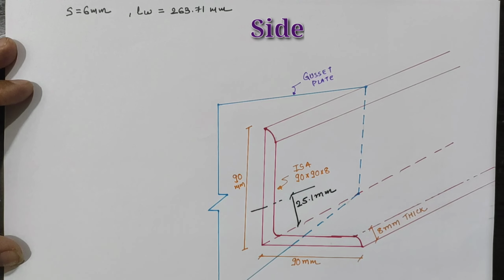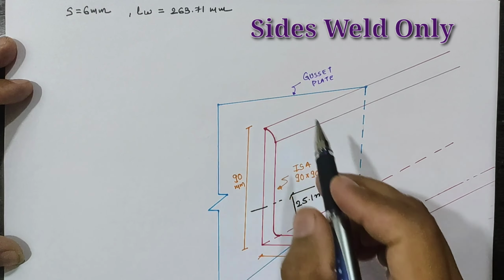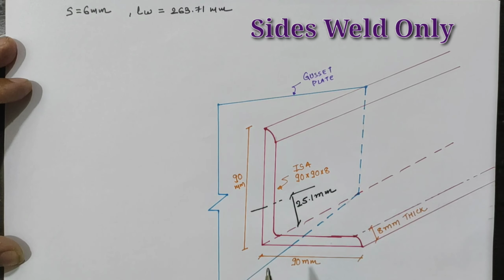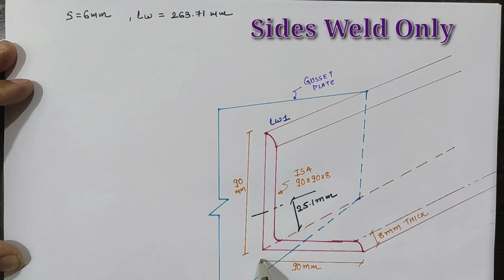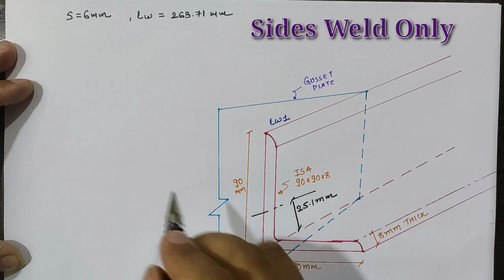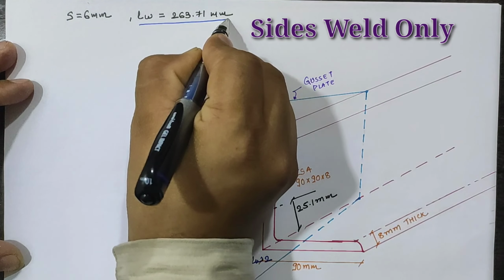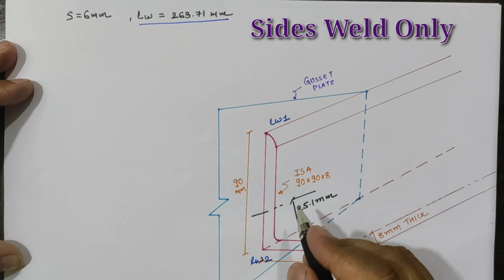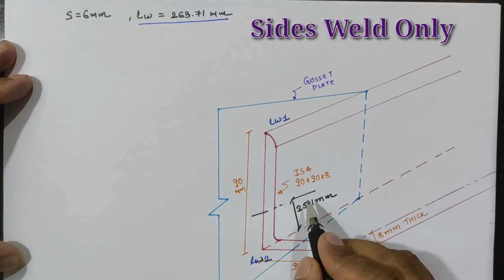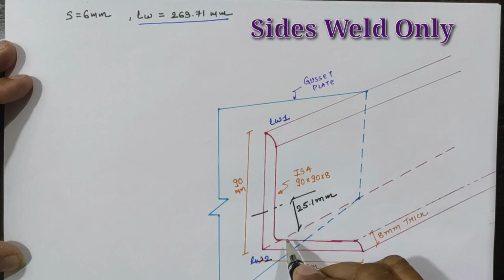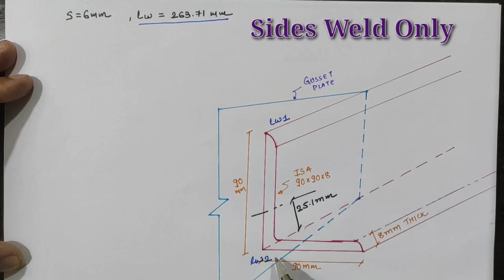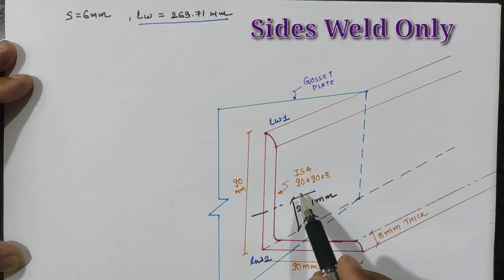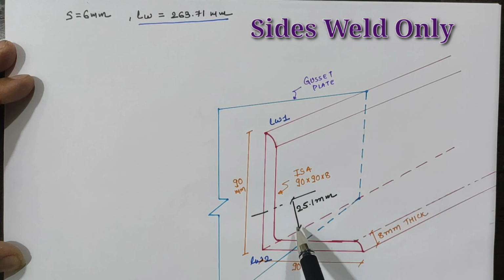Now going ahead for the calculation of the length of weld at the top and the length of weld at the bottom part. Let us assume the length of weld at the top as LW1 and at the bottom it is LW2. Now the total length of weld required is 263.71 and the CG distance is 25.1, which is not equal to half of the 90. For the calculation of the length of weld at top and bottom, we require the CG distance, which is 25.1.